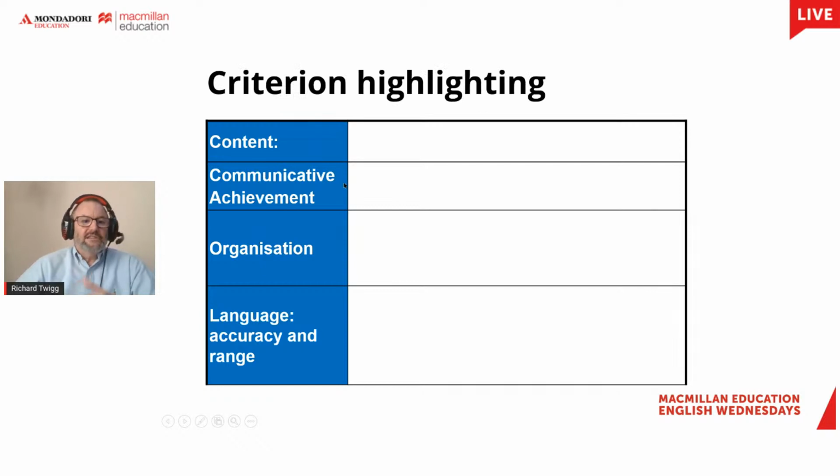So this is the criterion highlighting. Now, anybody that works with exams will recognize this as exam criteria highlighting. But there's no reason why any piece of writing we ask the students to do shouldn't be judged on something similar to this. Their content: what they wrote about, did it deal with the topic in question?